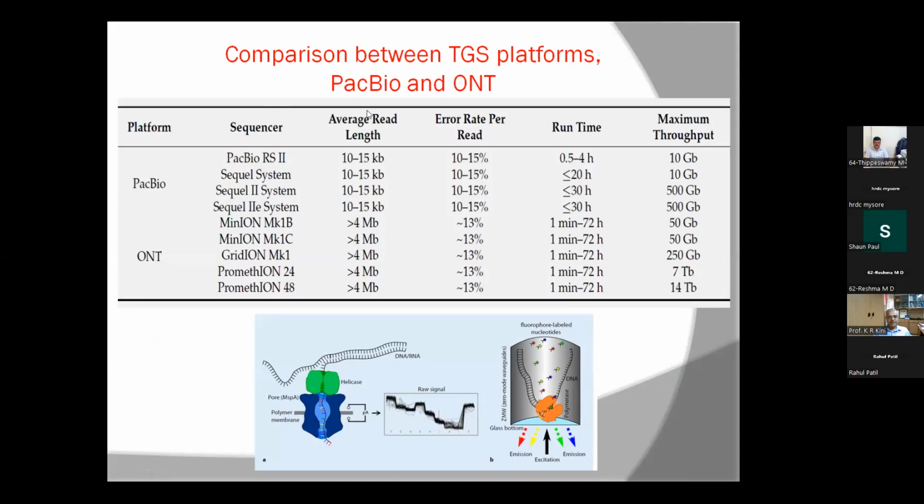And this is the average baseline, the read length is actually 10 to 15 kilobases compared to NGS, which is only around 500 bases. And the error rate is 10 to 15%, and the runtime and maximum throughput up to 500 GB can be processed in a single reaction. And for the Oxford Nanopore, reads of up to 4 megabases can be read, with run times from within a minute to up to 72 hours, and 14 TB of a large amount of DNA can be read through this.